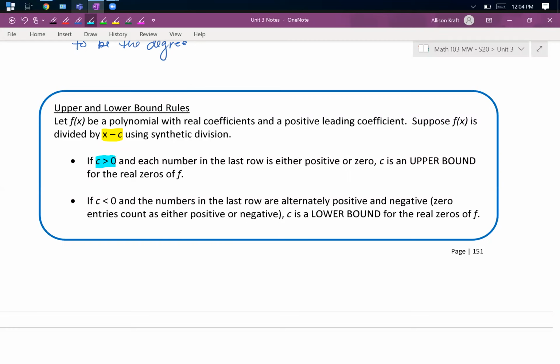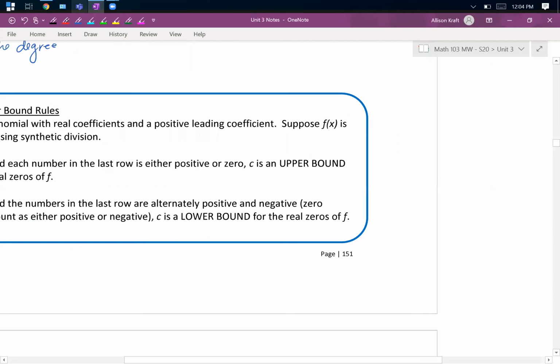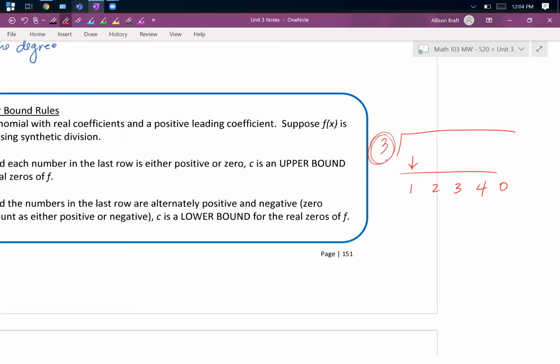So that means, if you're doing synthetic division and you got a positive number out here, if you get all positives or a 0 in your bottom row when you're doing the synthetic division, then that means that you don't want to check numbers bigger than 3. 3 is an upper bound. So check numbers smaller than 3.